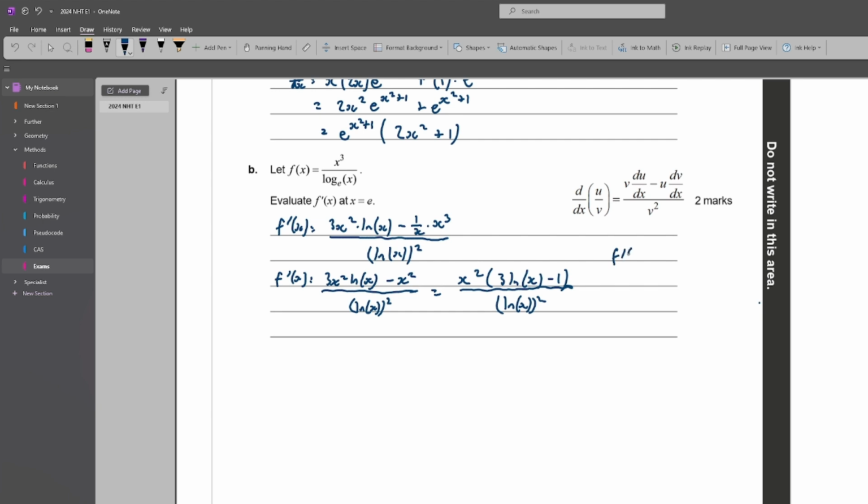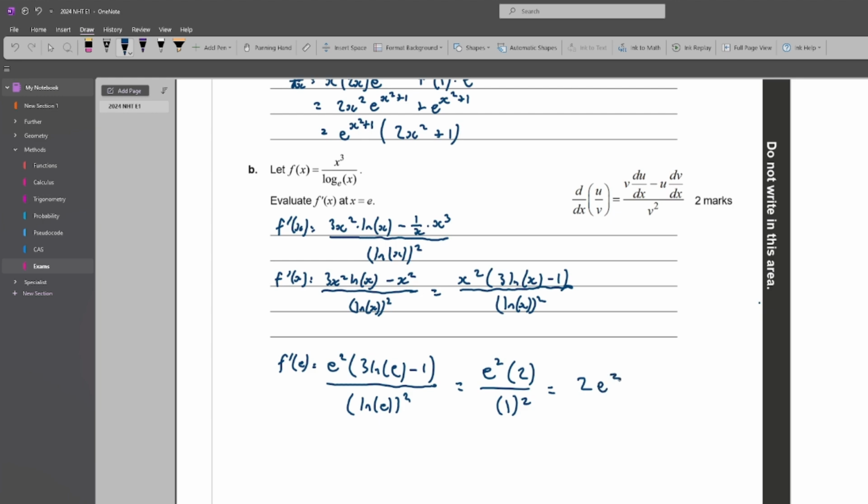Okay, f dash e. I'll do it down here. Now we know this ln e is going to simplify to 1. And the same is going to be true of ln e in our denominator. So we have e squared, and then 3 times 1 is 3, minus 1 is 2, over 1 squared. So this is 2e squared.